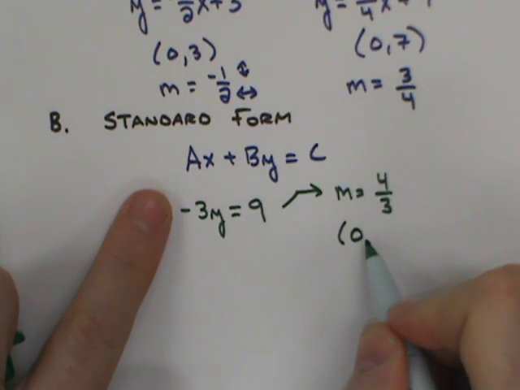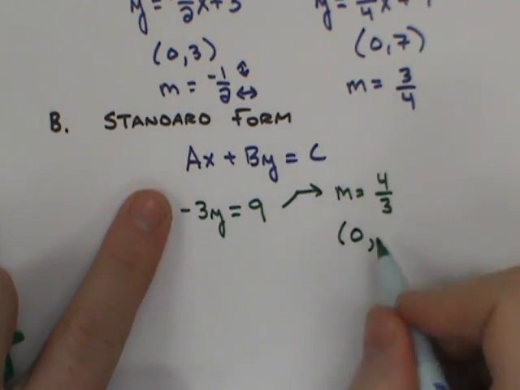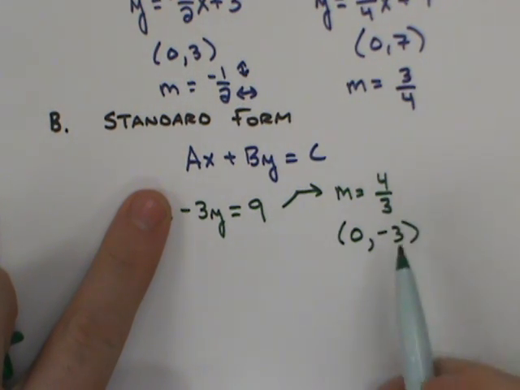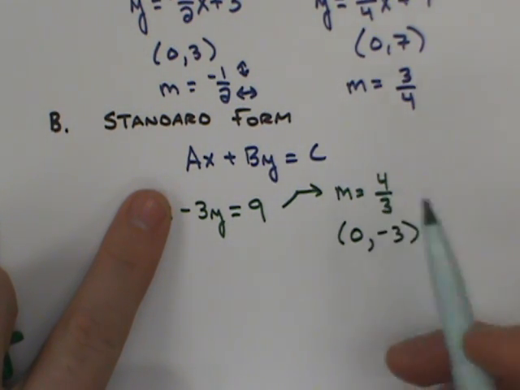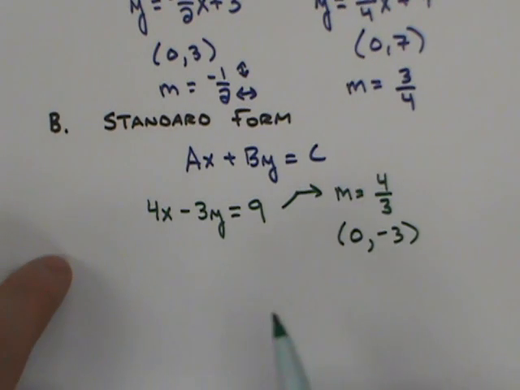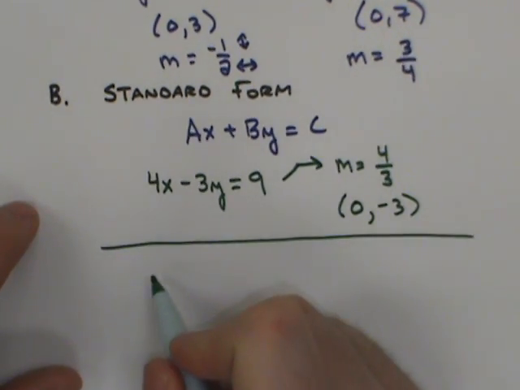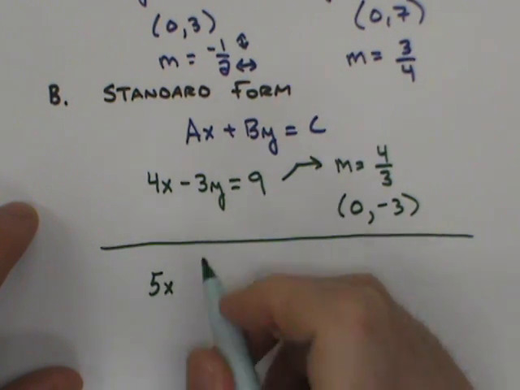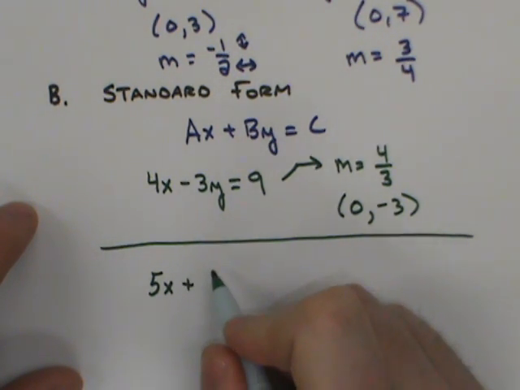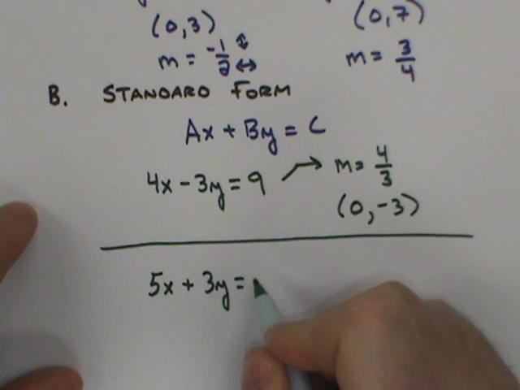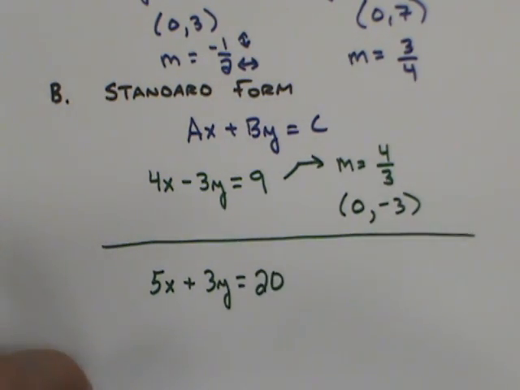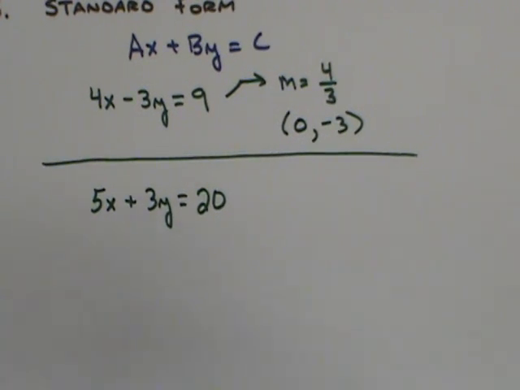I plug 0 in for x. When I divide, I get negative 3 out for y. I have a nice point, I have a slope, I should be able to graph. Let's do another example of this. Let's say that I had 5x plus 3y equaling 20. I should be able to pull the slope out and get a nice point.